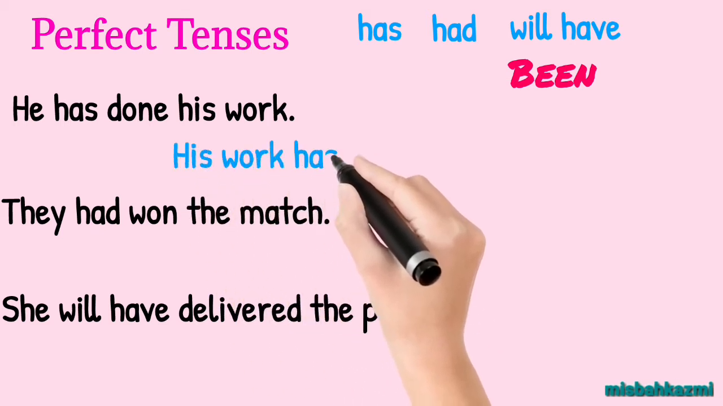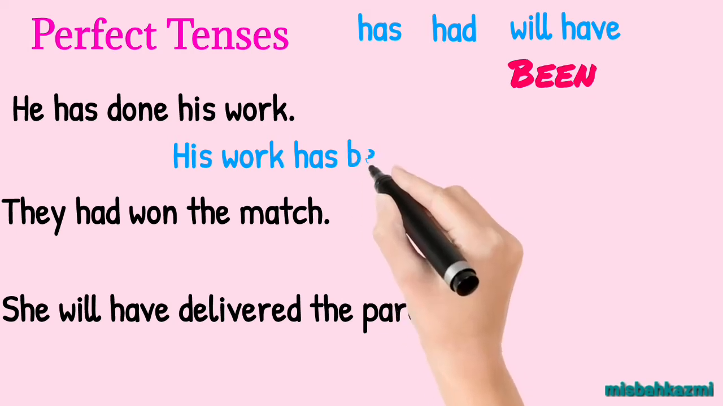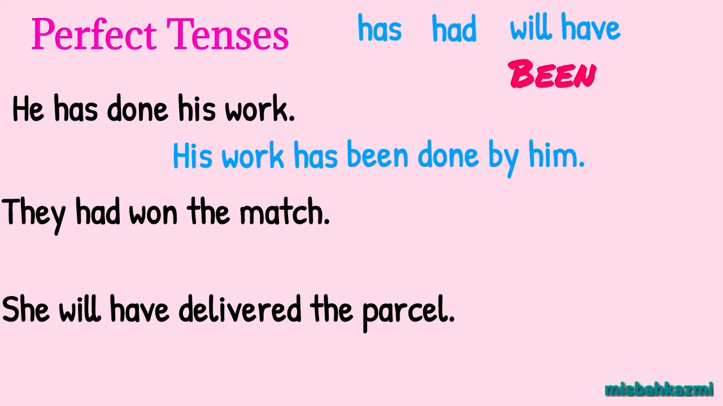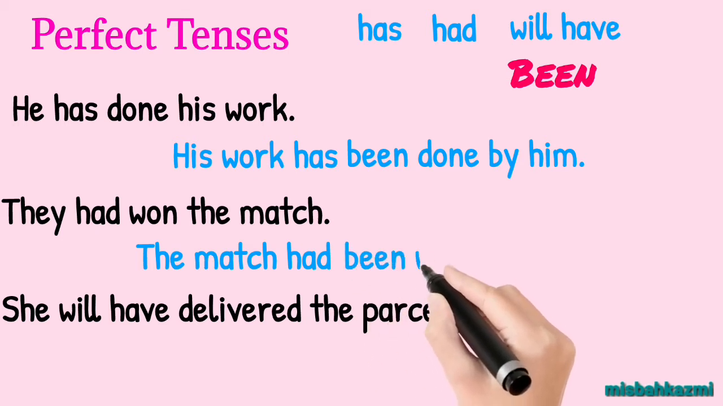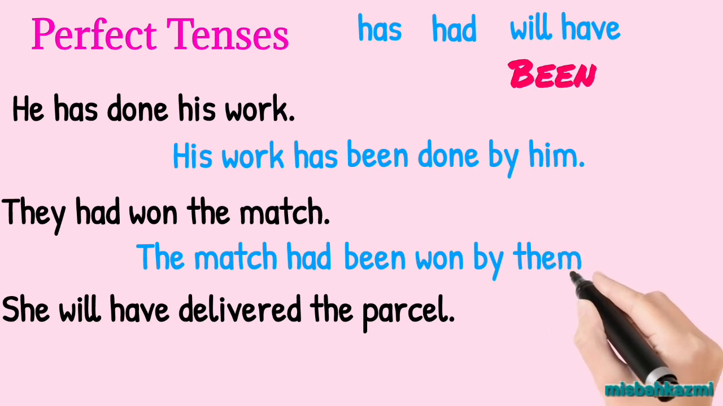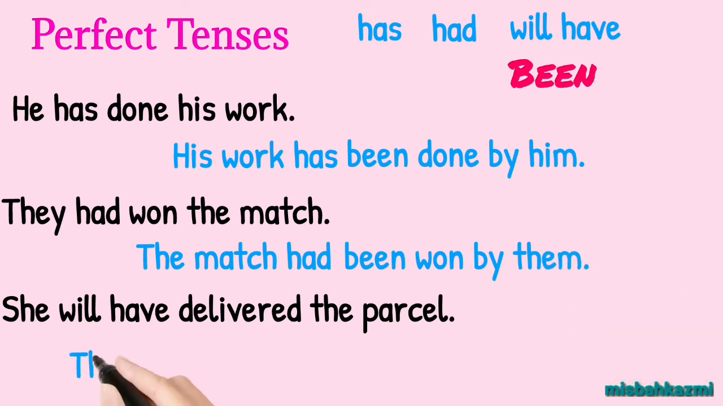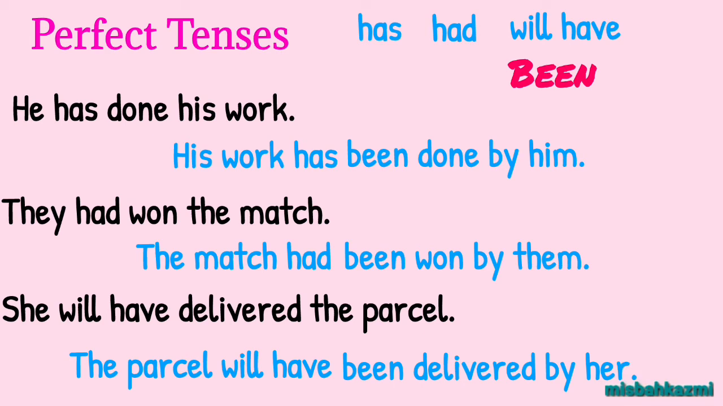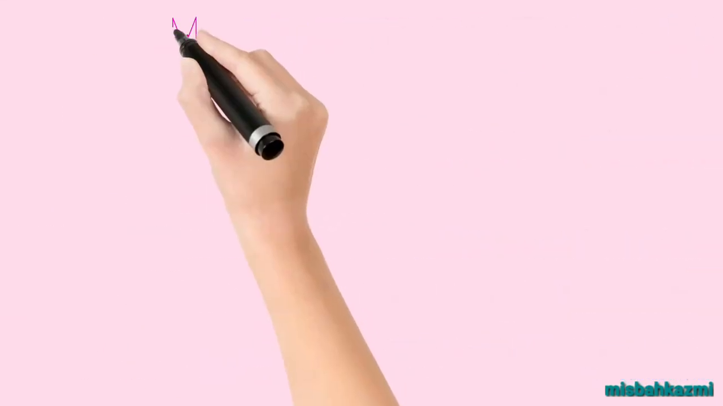So his work has been done by him. In the next one, the match had again been won by them. In the third one, the parcel will have, and again been delivered by her. Okay, so this is the perfect tense in passive form.